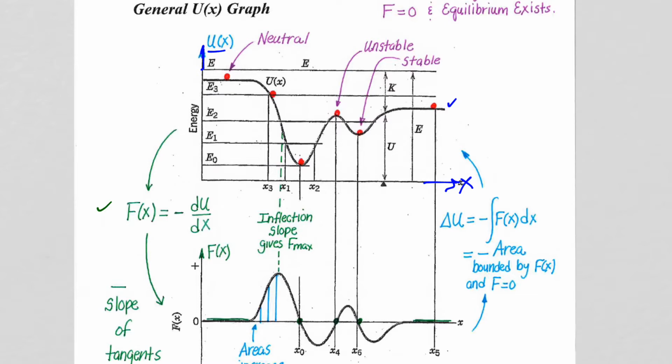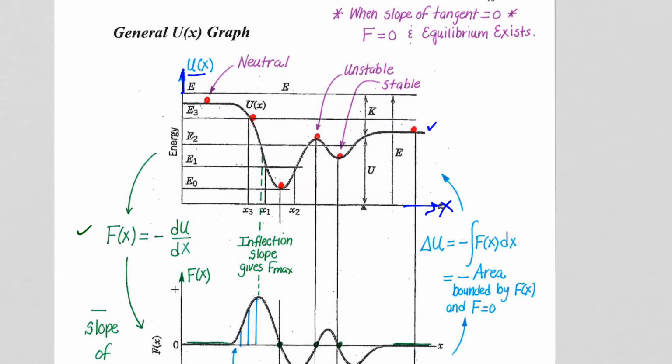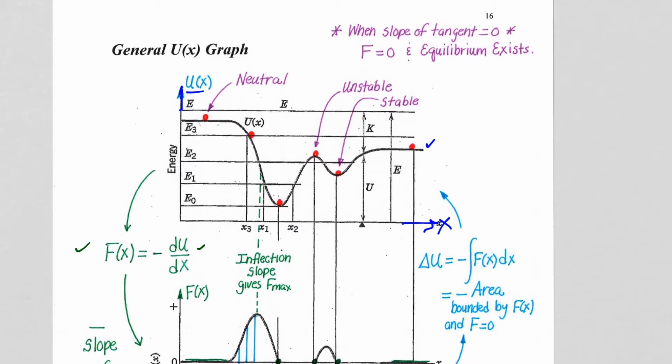Since we have our calculus understanding that F of x is negative dU dx, we'll utilize that. But first, let's go back and remind ourselves of how we understand the U of x graph. If you were given this graph, and you're not given the mathematical expression to take the derivative, we still want to get some understanding of what this potential energy function is showing us. The first thing it's showing us, as I have here in purple, is when there is no force acting on the object.